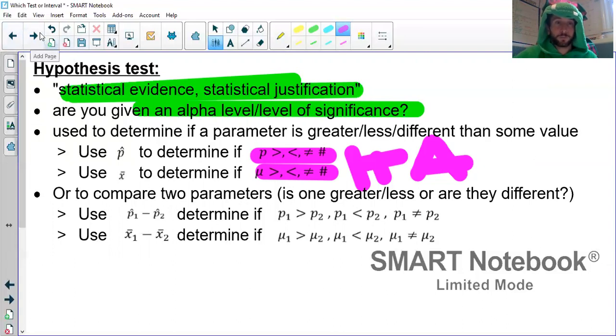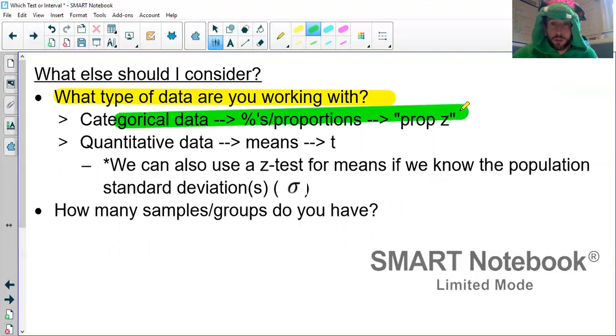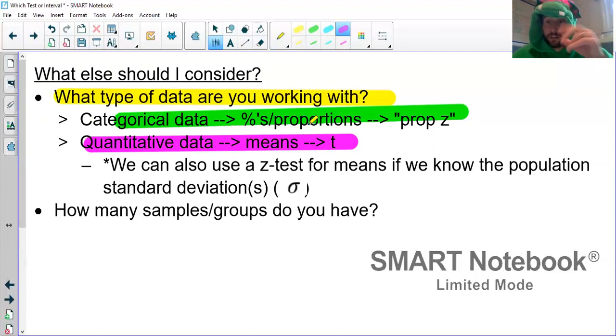Other things you have to think about as you start to make this decision are really two main things. One, what kind of data are you working with? For the sake of the AP exam, if you're working with categorical or qualitative data, if you're working with percents, we're talking proportion z stuff, 1 prop z, 2 prop z. If we're talking quantitative data, for the sake of the AP exam, we're talking about means. It's some kind of t-interval or t-test.